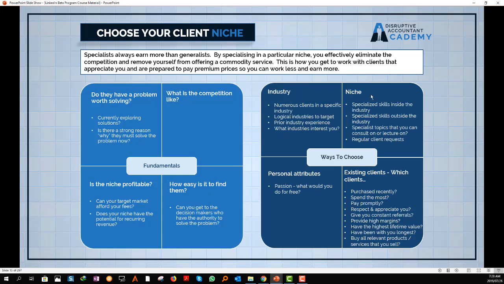So how do we actually do that? Well, one of the things that we can do is ask, do we have numerous clients in a specific industry? If we do, then great. All we're going to do is look at that client base that we have, work out why they are ideal clients, and try to duplicate that. And we're going to get more of them, and we'll have a look at existing clients in just a minute.